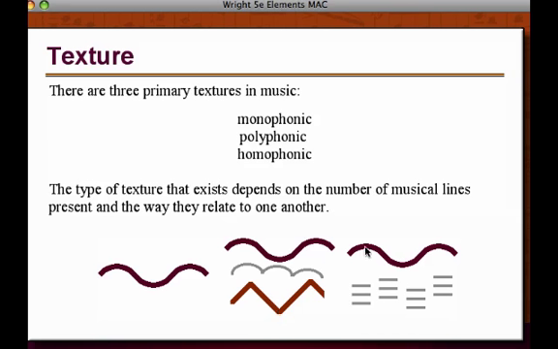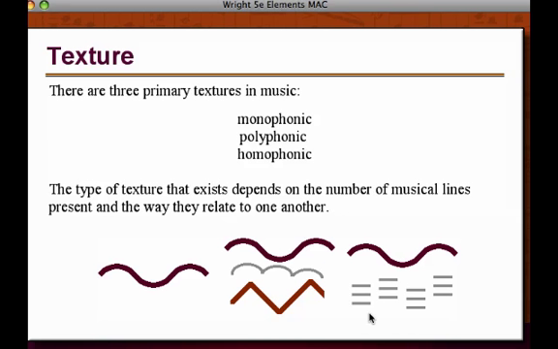This third symbol is an example of homophony. The purple line would represent the melody, and then these, do you have any idea what these little dashes mean underneath? If you're thinking that they mean chords, then you're thinking right.